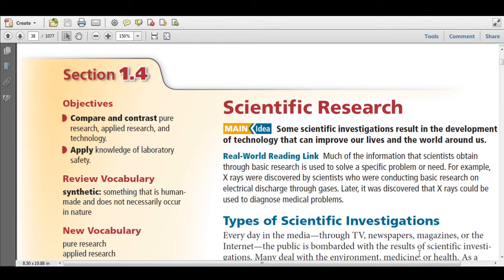This is Chapter 1, Introduction to Chemistry, Section 1.4, Scientific Research. Our objectives of this lesson are to compare and contrast pure research, applied research, and technology, and apply knowledge of laboratory safety. Some vocabulary to review is synthetic, and some new vocabulary you'll come across is pure research and applied research.